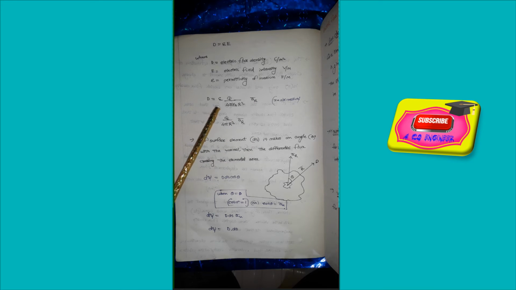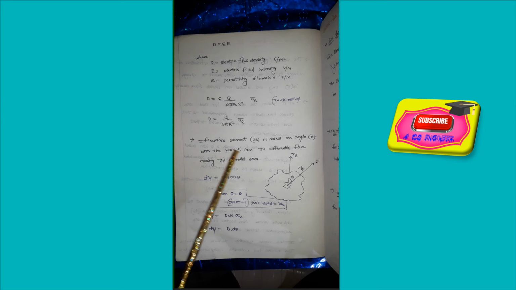D is equal to epsilon times E, where E is Q by 4 pi epsilon R square a_R bar. In air medium, D is equal to Q by 4 pi R square a_R bar. This is the electric flux density.